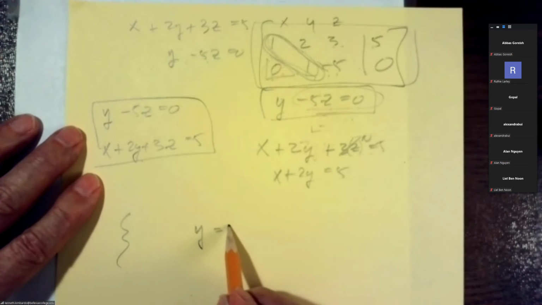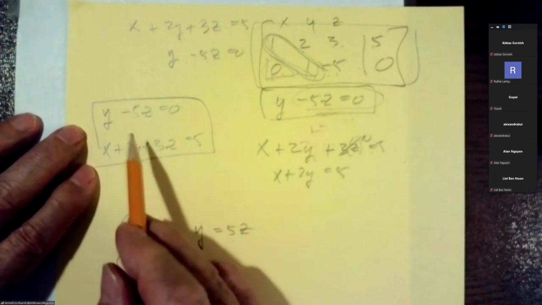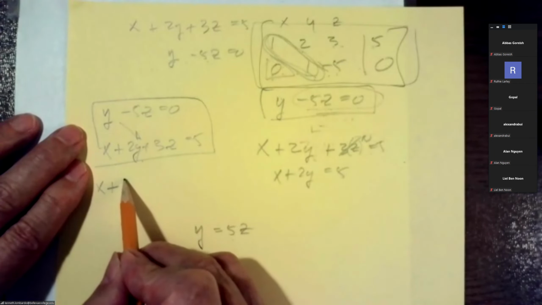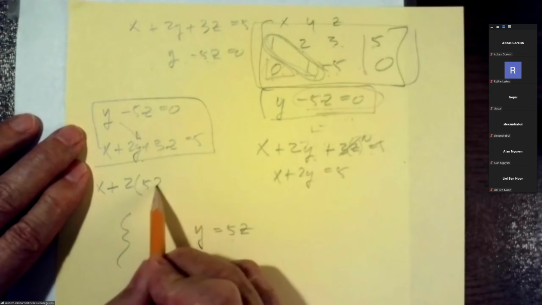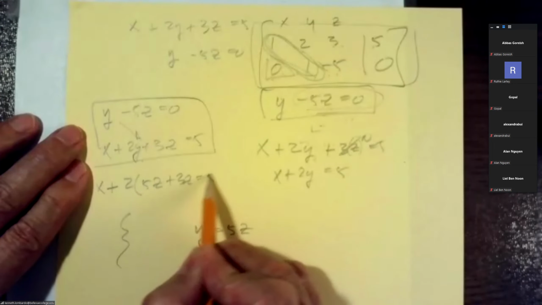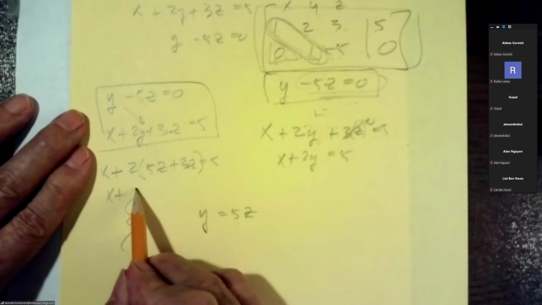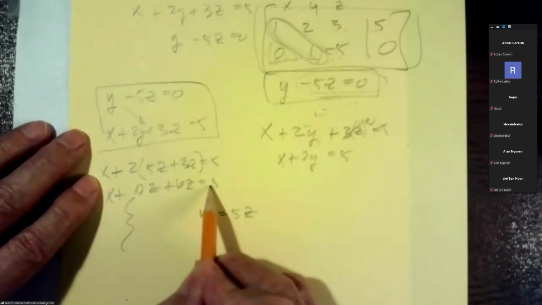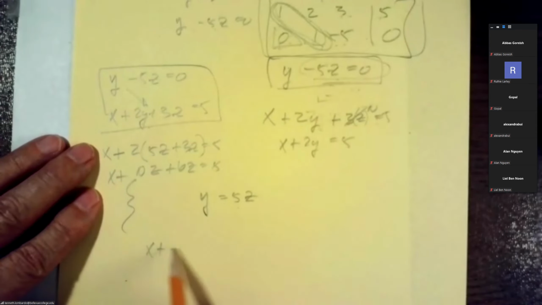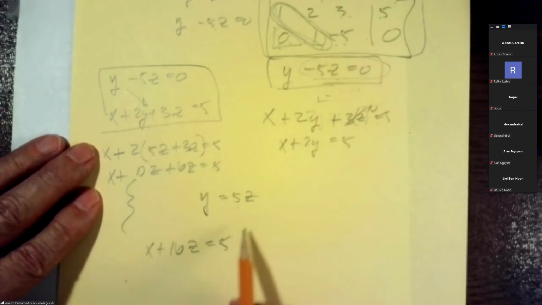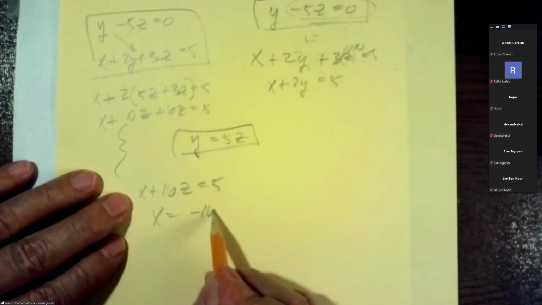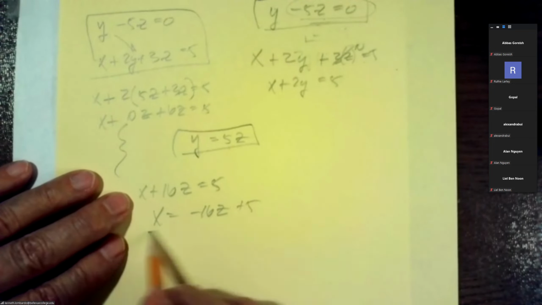y equals 5z. We could put it that way. And we could say, substituting that into the x equation, x plus 2 times 5z plus 3z equals 5, x plus 10z plus 6z equals 5, and that says x plus 16z equals 5. So we could solve it in terms of z. X equals negative 16z plus 5.